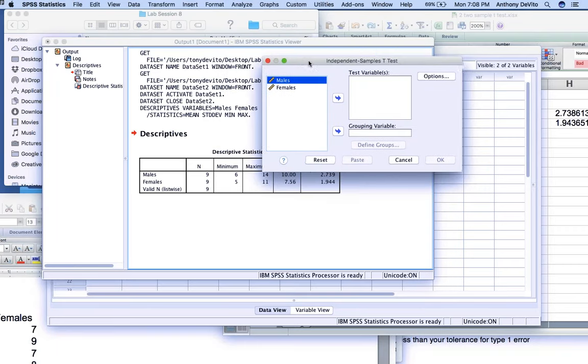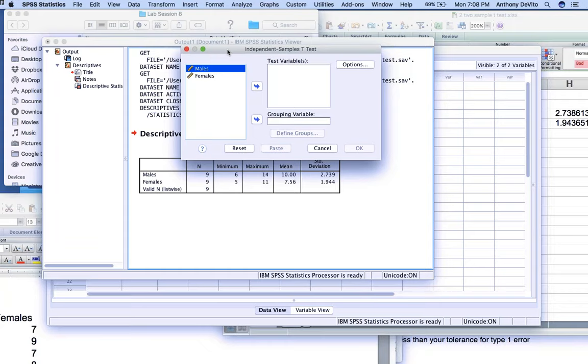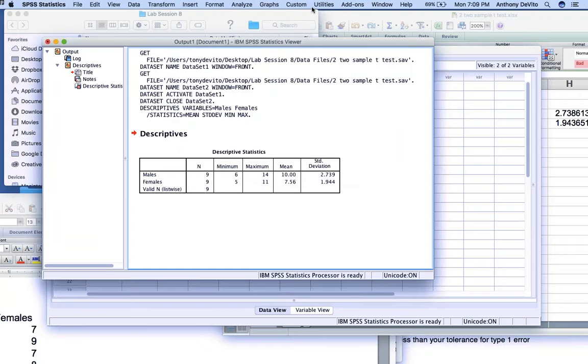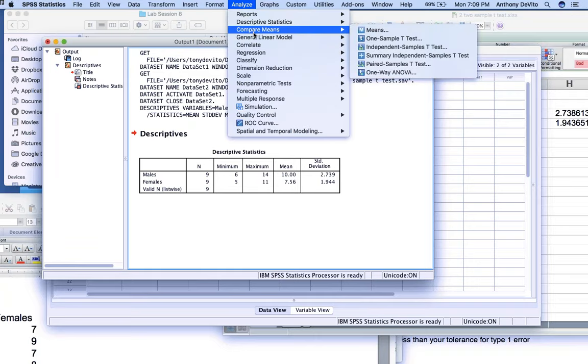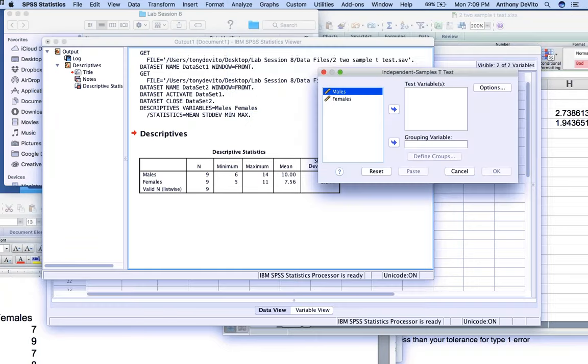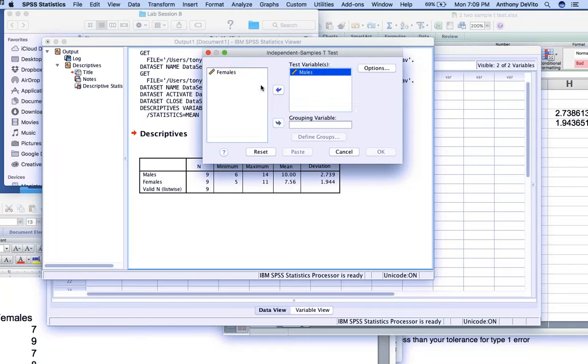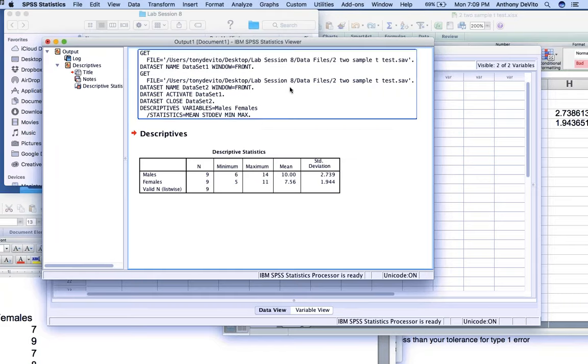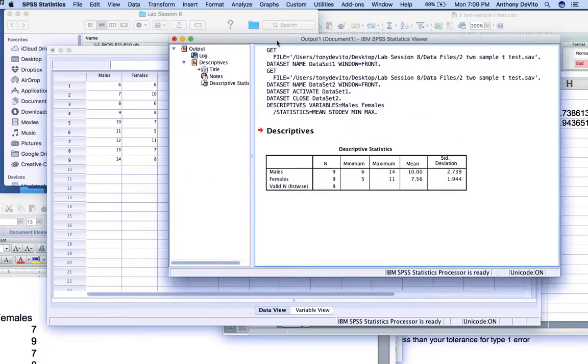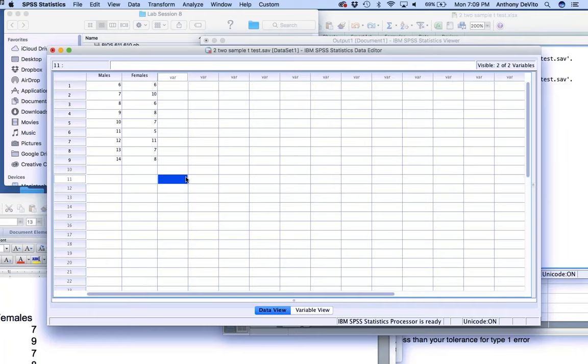Okay, I'm going to go in here. Oops, something went wrong here again. Analyze, compare means, independent samples t-tests. Okay, test variables, males and females. Oh, you know what? Oh my goodness, the data is not formatted for this. Okay, this is going to get ugly now, but it's good that you saw this, right?